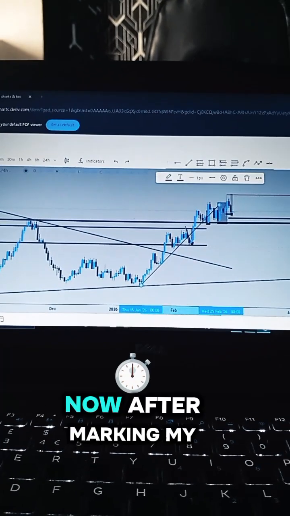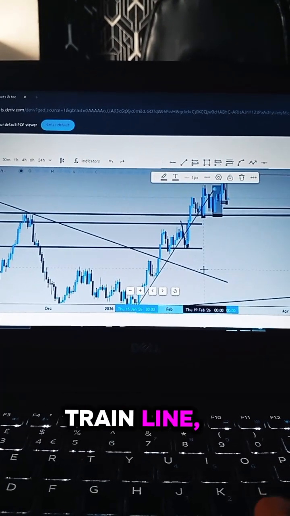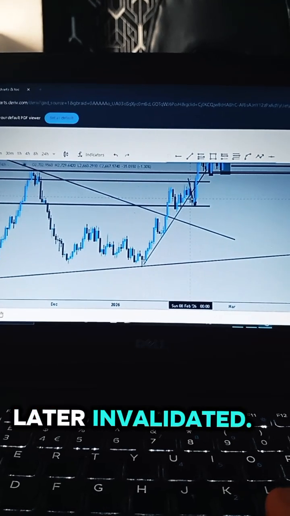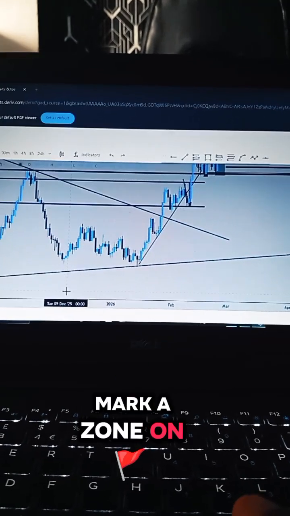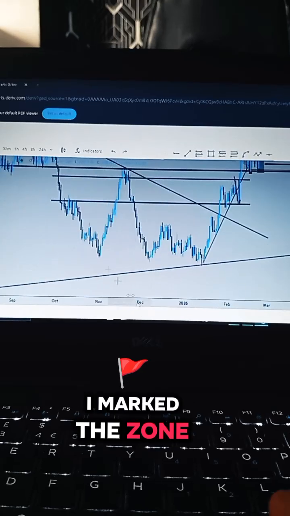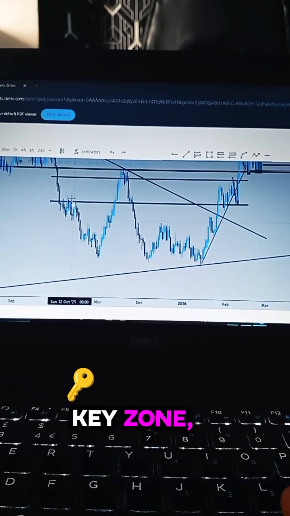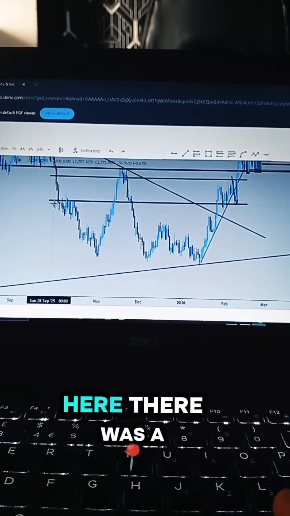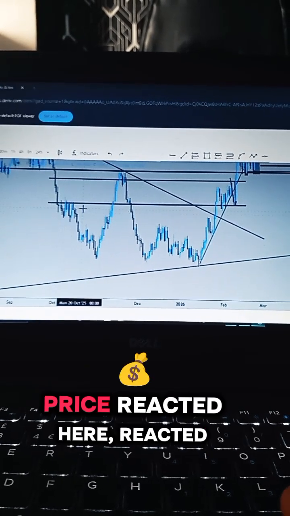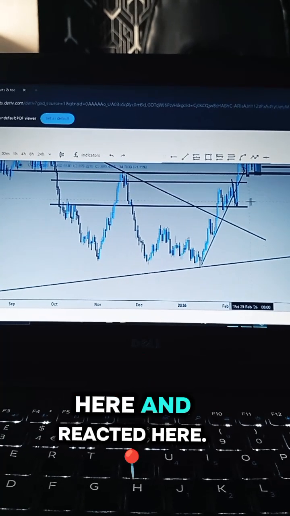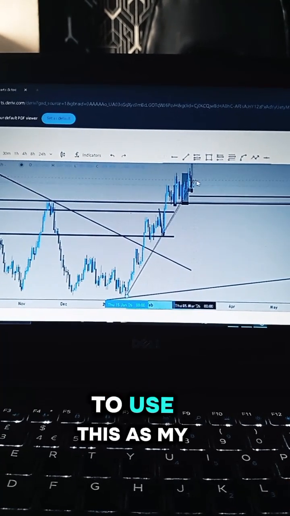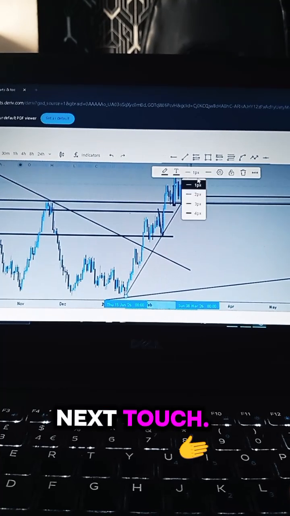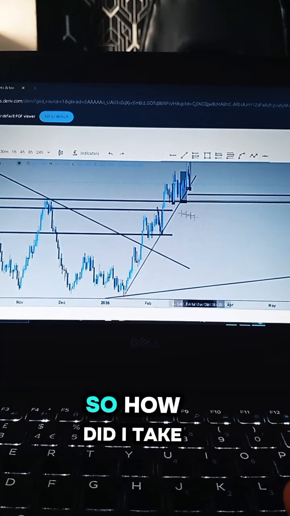So now after marking my trend line, I noticed it was later invalidated. It broke out to this point. Now, why did I mark a zone on this point? I marked a zone here because this was my key zone, my key level, because here there were a whole lot of reactions. Price reacted here, and reacted here. So I saw the invalidation and decided to use this as my next touch and not this again. So how did I take the trade?